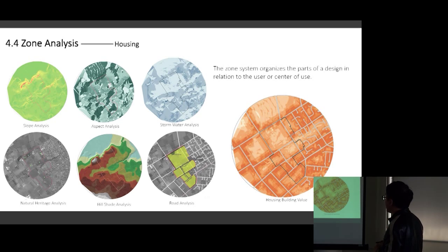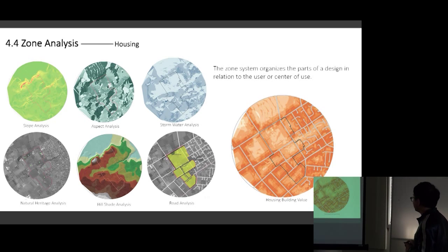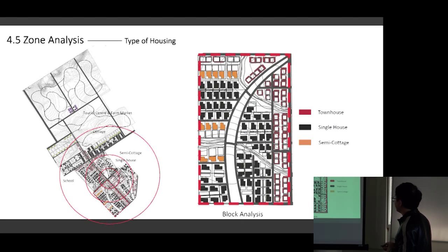The land should be flat, have a north aspect, keep a distance from storm water and nature heritage, and be close to the road. So this dark color is the best place for building a house. So then we organize from the best place to build a house to the edge of the community, from high density to less density. So this is what it looks like, from high density to single house to semi-countryside block.